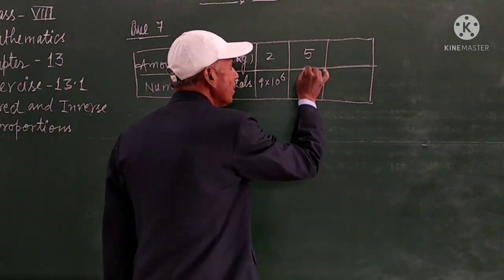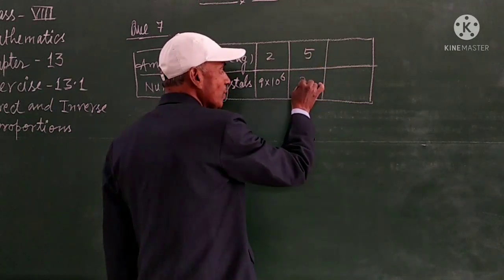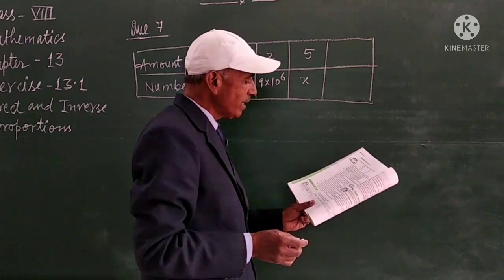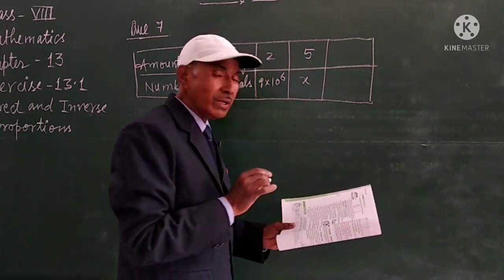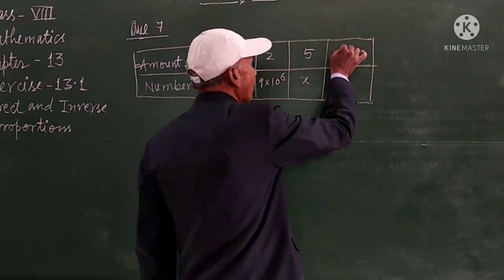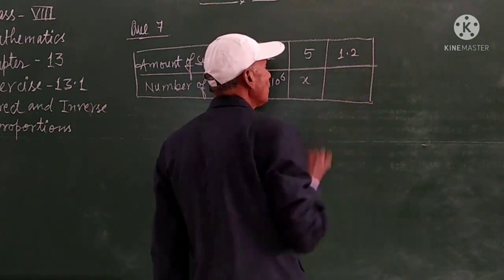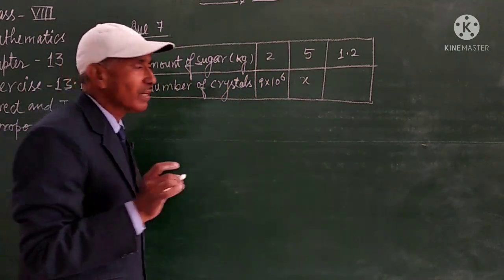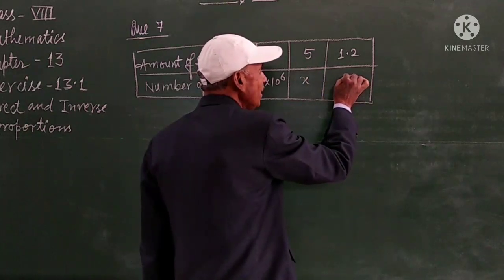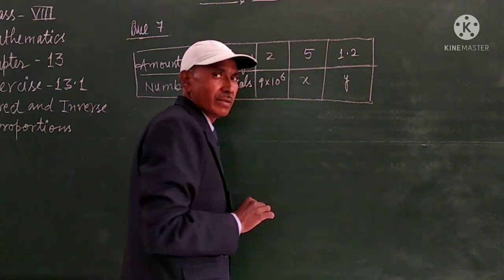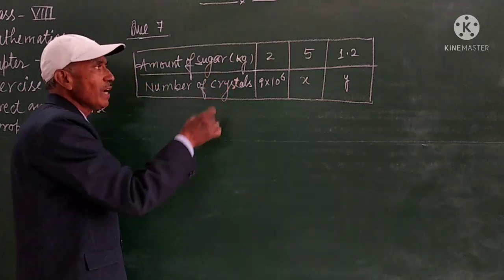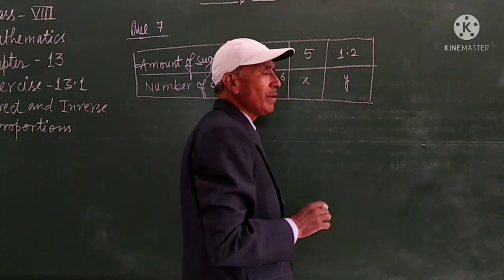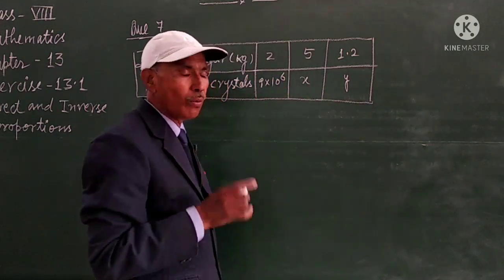So in this, student, we have to assume this one x, and again in the second part it is given that if the amount of sugar is 1.2 kilogram, what will be the number of crystals? Let the number of crystals be y here. Clear, friend? In the first case, we have assumed that the number of crystals will be x, and in the second case, the number of crystals will be y.